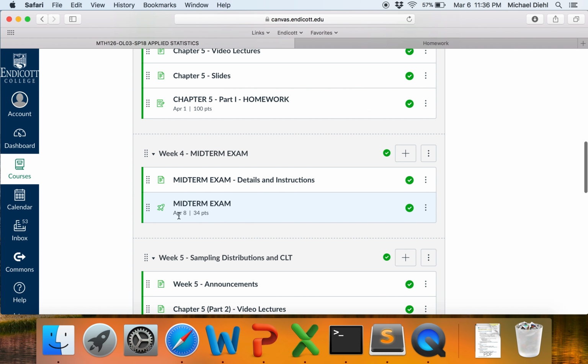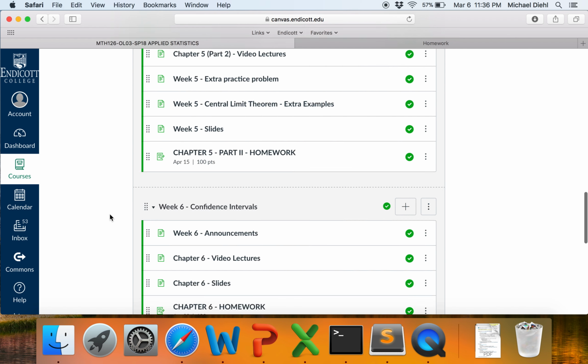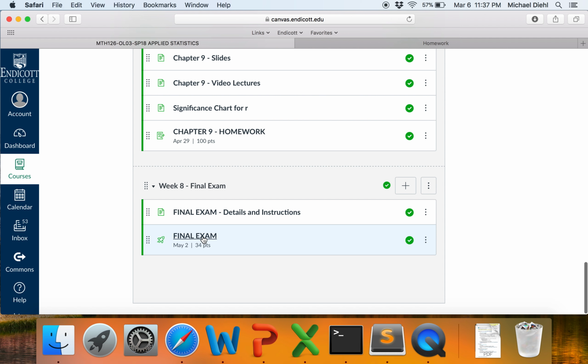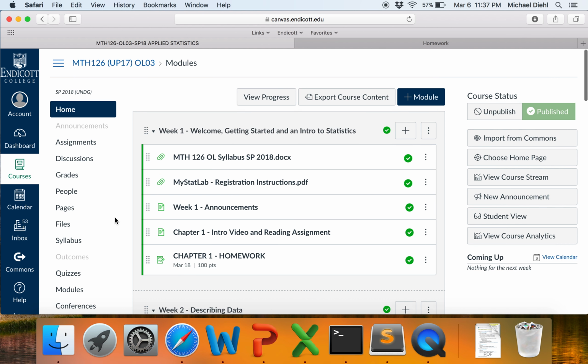The midterm exam has a due date of April 8th. That you have to complete all in one sitting. You can't come back, hit pause and then do the rest of it the next day, since it's a timed exam. And then, of course, the final exam, May 2nd, is the last day of our semester. So the final exam simply has to be completed by then. So, all right, I think that's it for the orientation video.